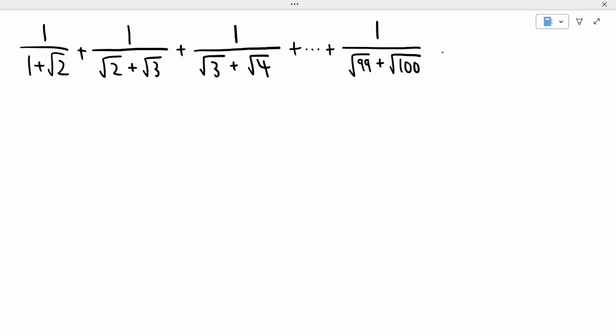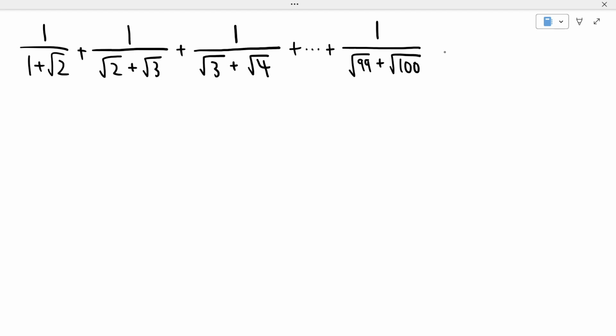So let's say we have this sum: 1 over 1 plus the square root of 2, plus 1 over the square root of 2 plus the square root of 3, plus 1 over the square root of 3 plus the square root of 4, and so on, plus the last term, 1 over the square root of 99 plus the square root of 100. So this means there's a total of 99 terms in the sum. How would we go about simplifying this expression?